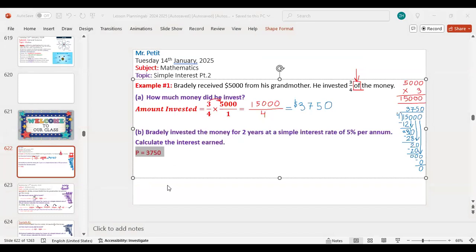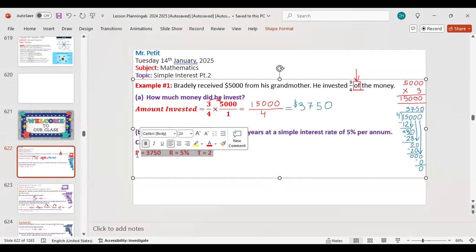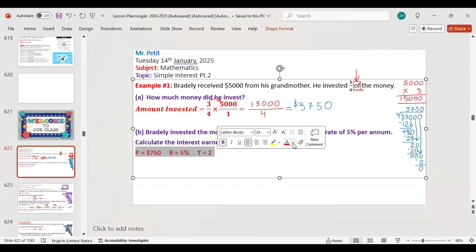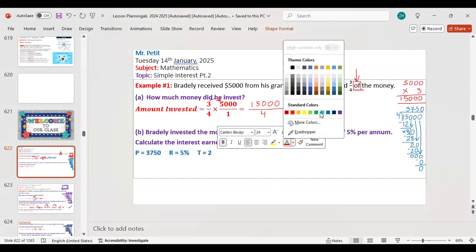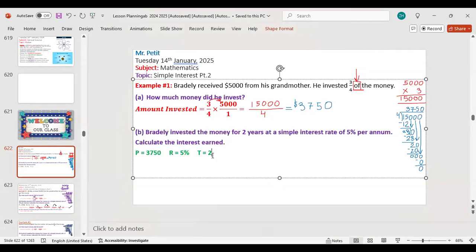Next, so P is 3,750. What is going to be the rate? 5%. The rate is 5%. And what is the time? 2. The time is 2. Remember, time is always measured in years. Very good. So now we just gonna apply our formula, right?